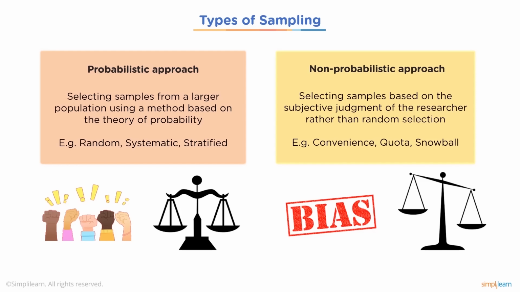It has to do with convenience, trying to reach a quota, or snowball. And they're very biased. That's one of the reasons you'll see this big stamp on it that says biased. So you gotta be very careful on that.